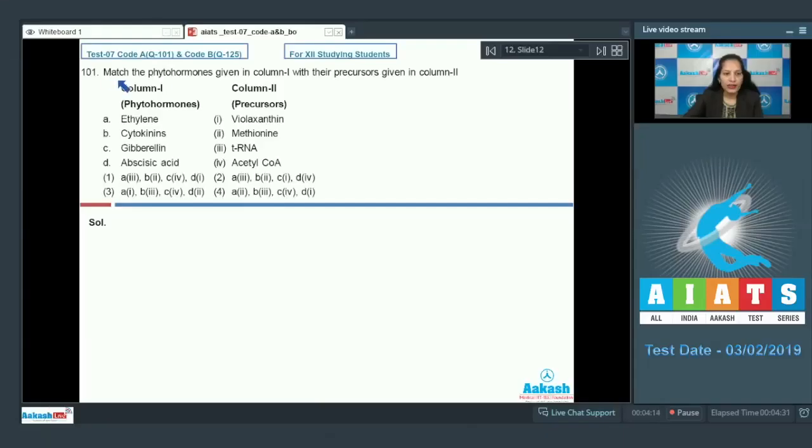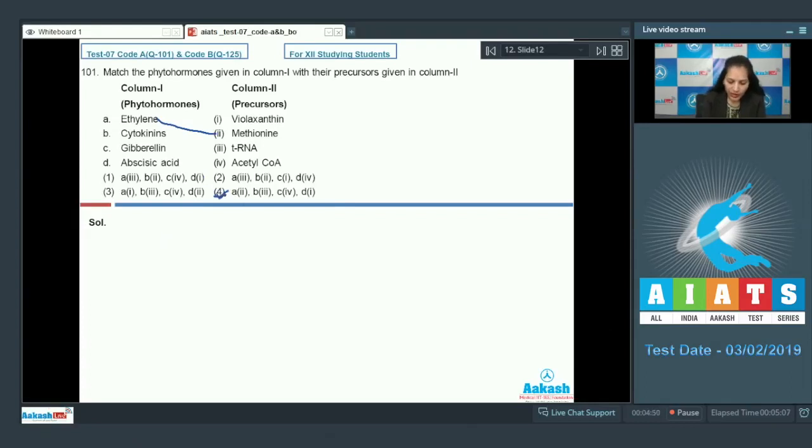Question number 101. Match the phytohormones given in column 1 with their precursors given in column 2. So these are the phytohormones given in this particular column and these are their precursors. So you have to choose the correct option. Ethylene is a gaseous phytohormone and its precursor is methionine. So A matches with second.